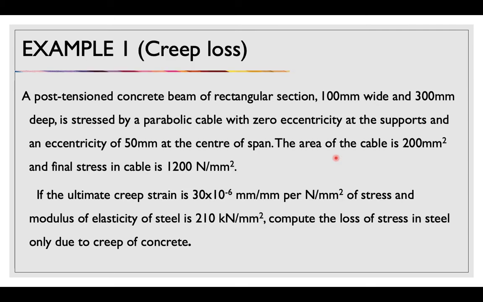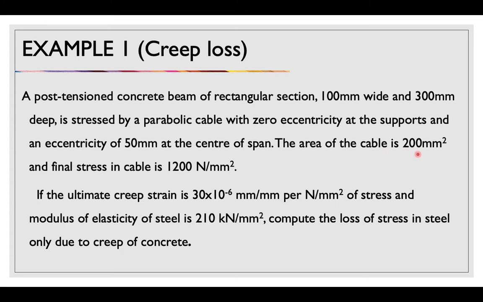Right, so let us look into one example. We have this example one that is for creep loss. We have a post-tensioned concrete beam of a rectangular section, with the size of 100 millimeters wide and 300 millimeters deep. It is stressed by a parabolic cable with zero eccentricity at the supports and an eccentricity of 50 millimeters at the center of the span.